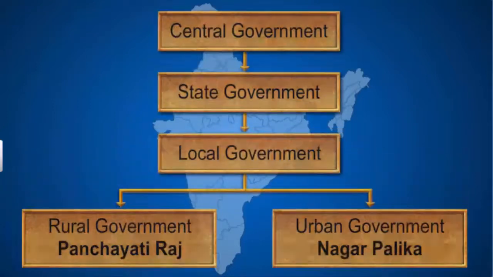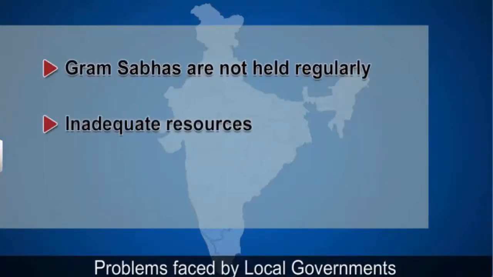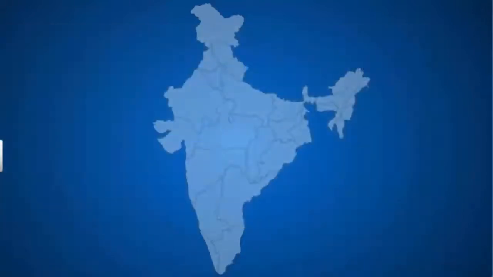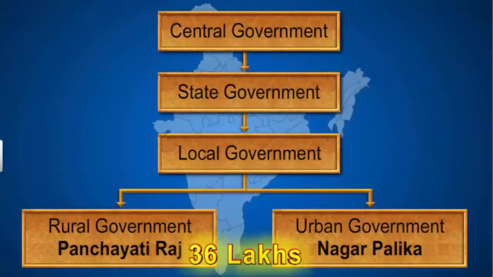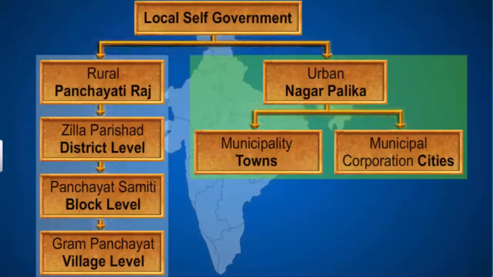The three-tier system of government is the largest experiment in democracy conducted anywhere in the world. However, it's facing a few problems. For instance, Gram Sabhas are not held regularly and adequate resources are not given to local bodies. In certain cases, the state governments have not transferred power to local governments. Yet, this system has 36 lakh representatives in the rural and urban local governments and a significant participation of women. Despite certain problems, the presence of local governments and decentralization of power has helped strengthen democracy in the country.